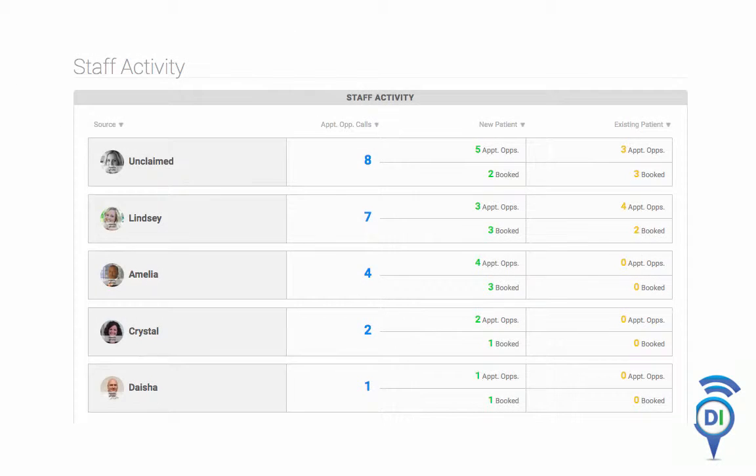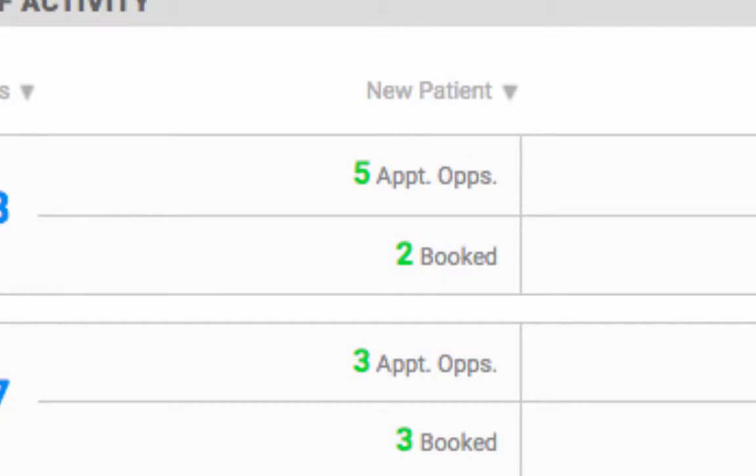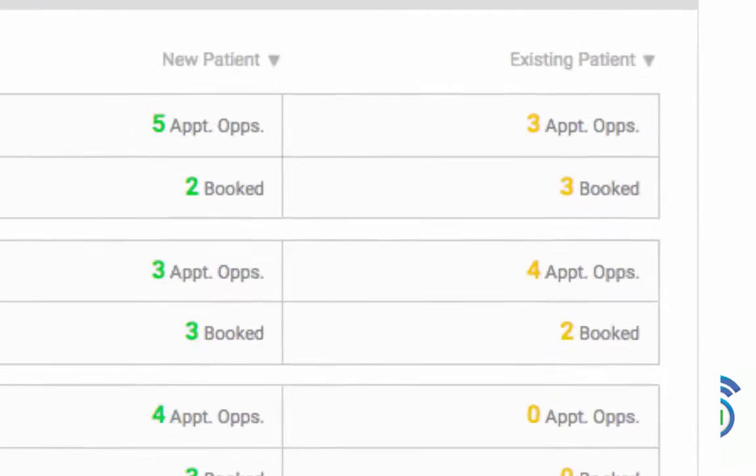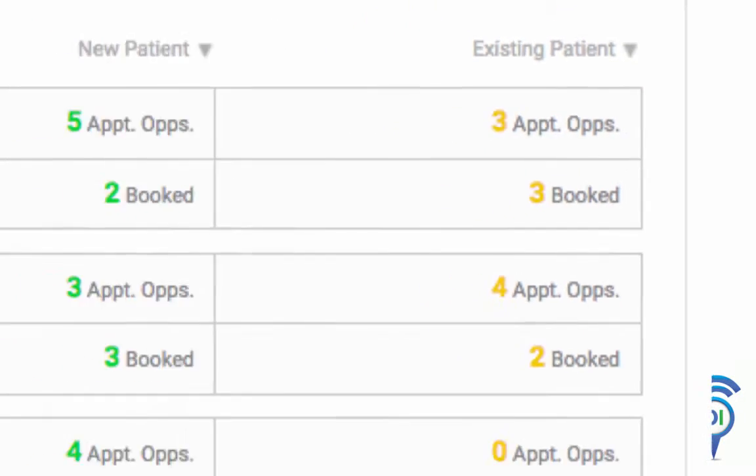to improve that. We also have the staff activities, so this will go into actually what each person in the practice did as far as conversions. And unclaimed, what unclaimed means is either they didn't hear the name or the person didn't say their name. But you can see here new patient opportunities, 5, 2 were booked, and then they give you the same thing there for the existing patient opportunities.